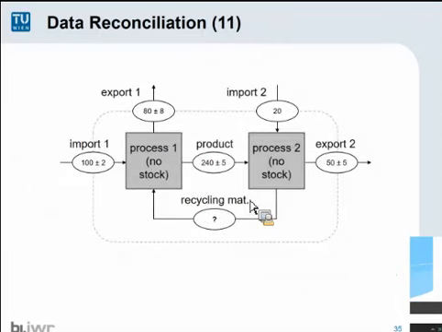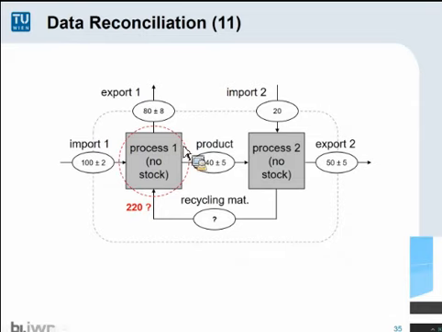Okay, and here a last example. This time we have a larger model, two processes, process 1, process 2. And the difference now is that we have an additional flow here. The question now is, again, why do we have a problem here? Let's say it in this way.